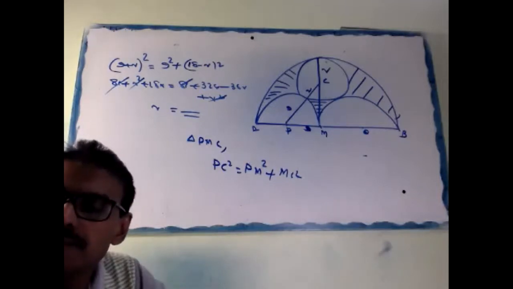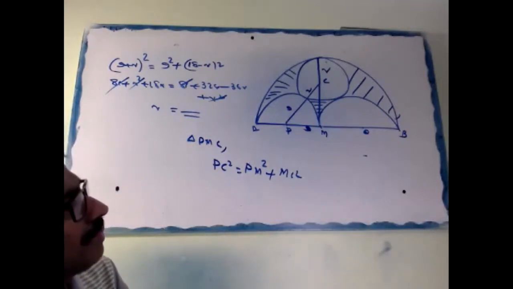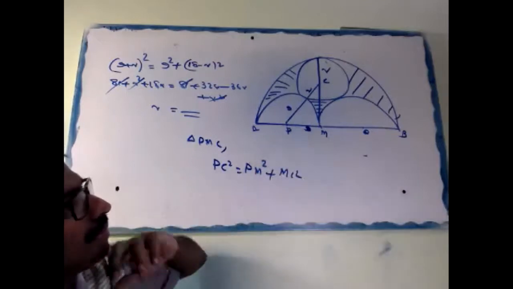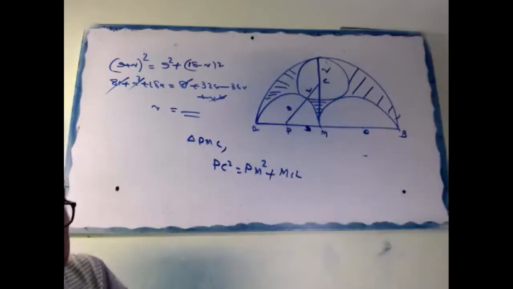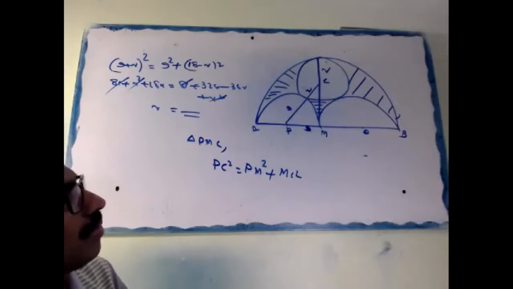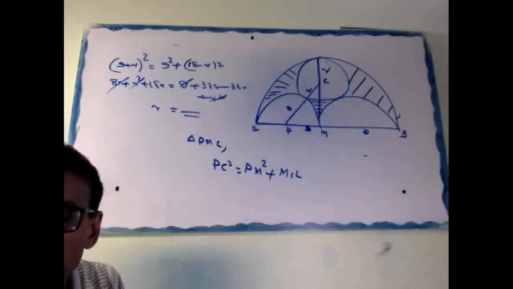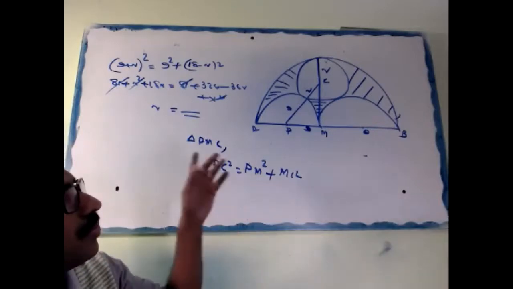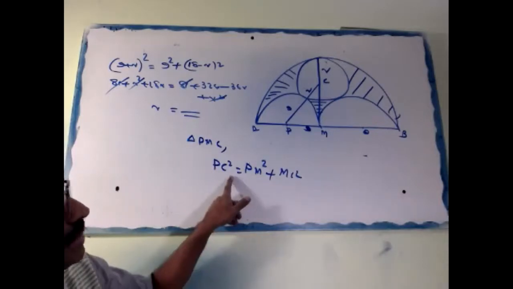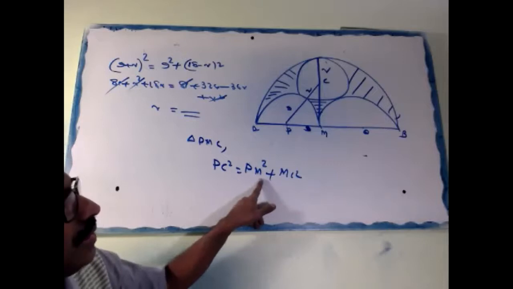Join CM and join PM. Then PC. Now PMC is a right triangle by our construction. So PC square equal to PM square plus MC square.